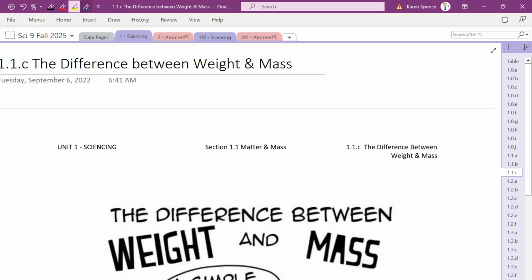Wait, just underline this. Okay, friends, what is weight? The force of gravity. It is the force of gravity relative to you. It's the force of gravity on an object.